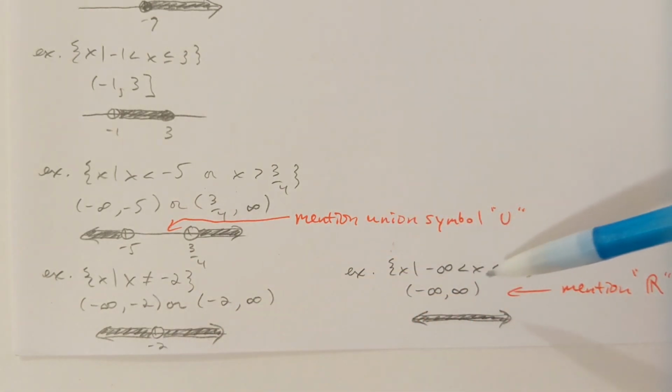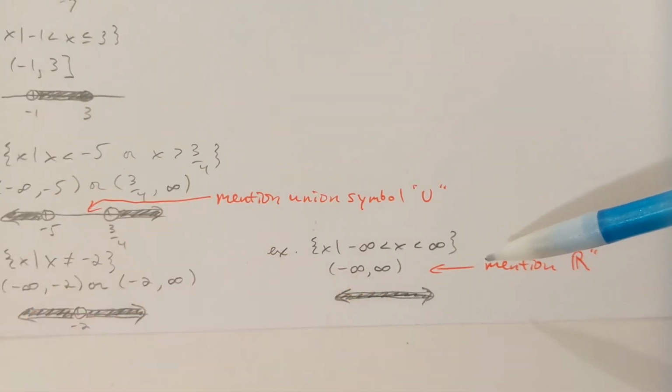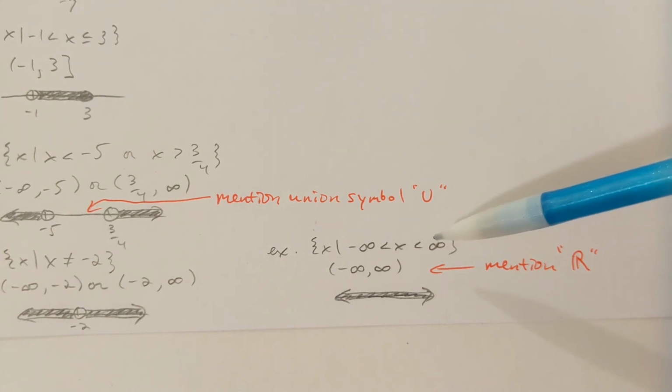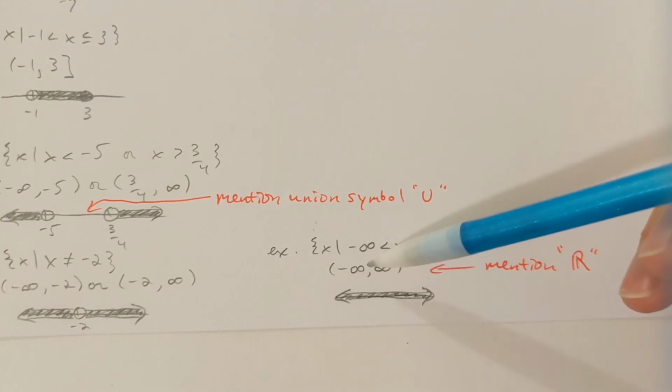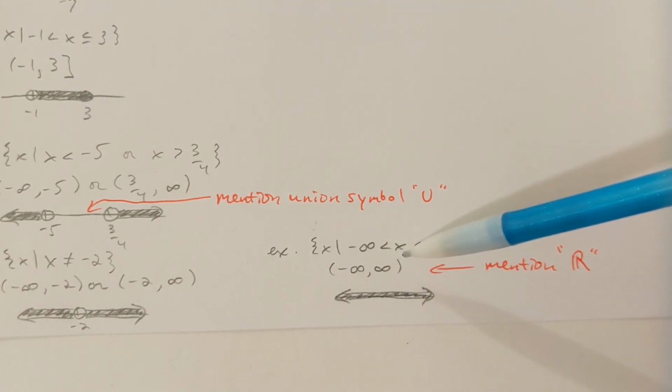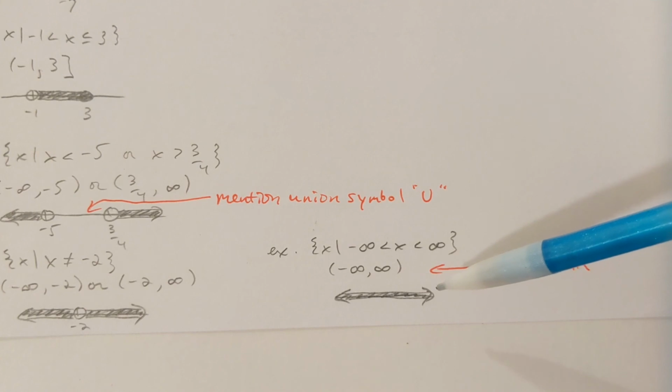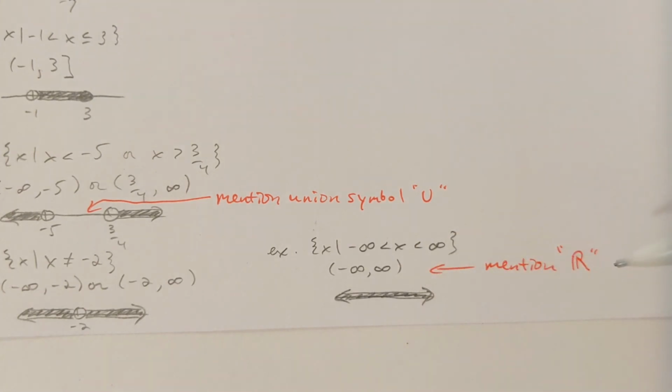And anything that's all real numbers would be anything from negative infinity to infinity. Negative infinity to infinity would be how I'd write that as an interval, and on the number line I'd shade the entire number line. So, okay.